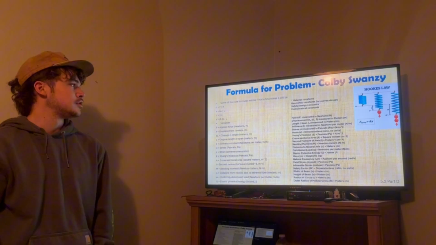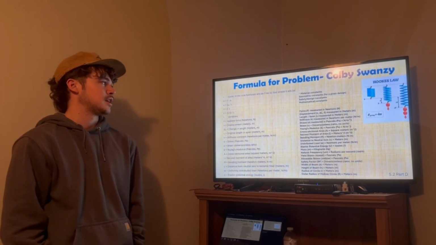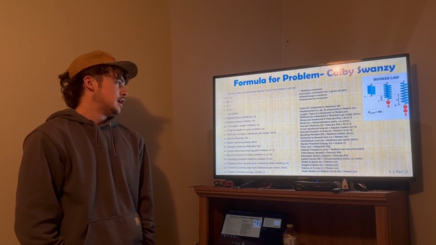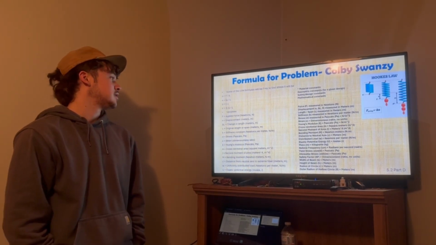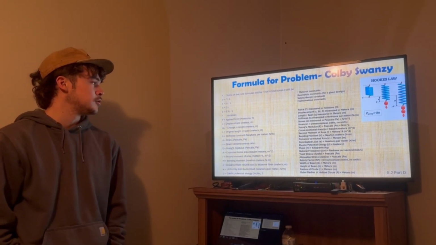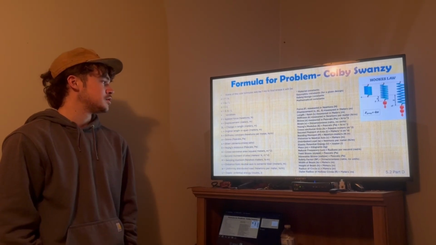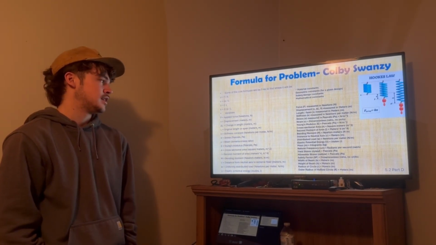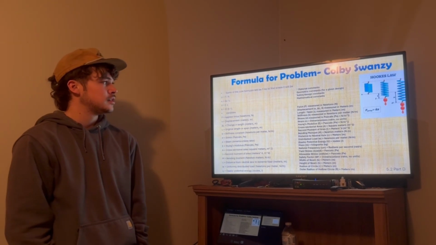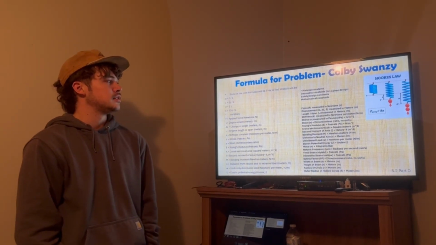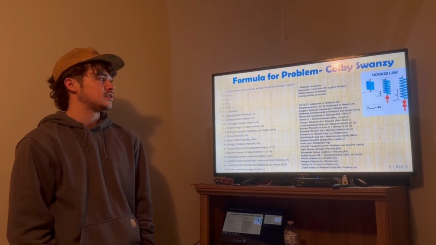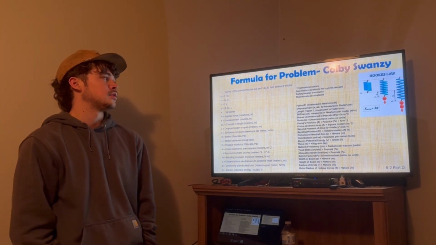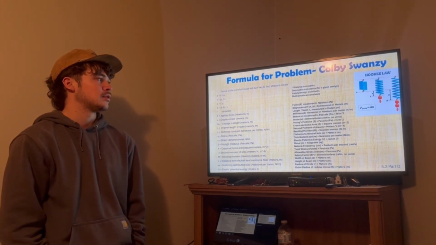Formula for problem. Some of the core formulas will be F equals Kx, and to find stress, it will be K equals EA/L. Some of the variables: F equals applied force, which is in newtons. X equals displacement, which is in meters. Some of the material constants, geometric constants for a given design, safety or design constants, and mathematical constants.